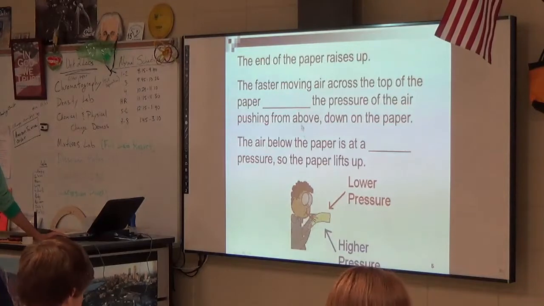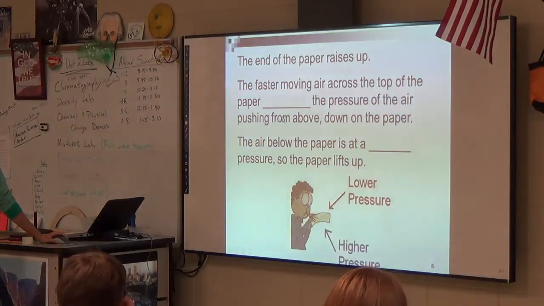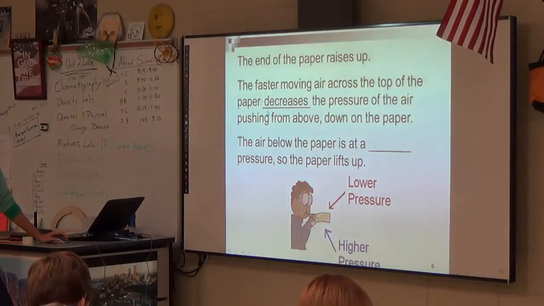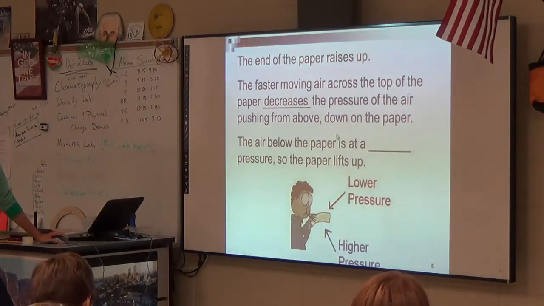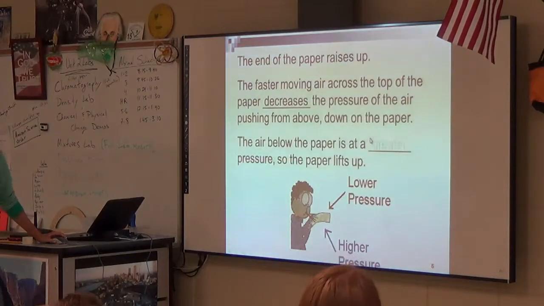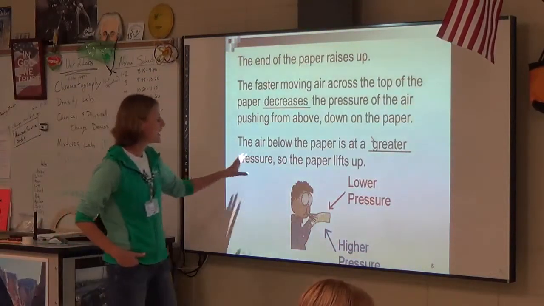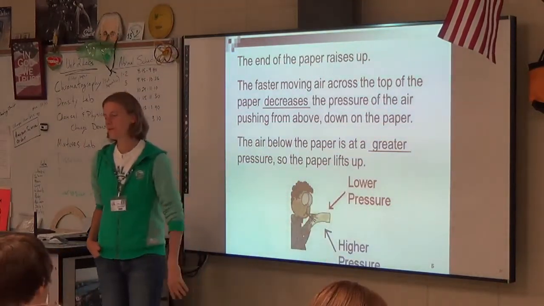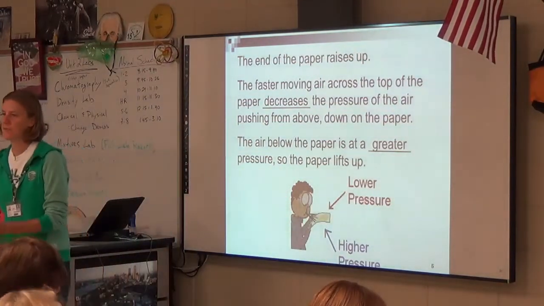So that's what we just did. The faster moving air across the top of the paper decreases the pressure. So faster means decrease here. The air below the paper, though, is now at a higher pressure compared to the air on the top. So you have the low pressure, high pressure difference, and the paper rises.